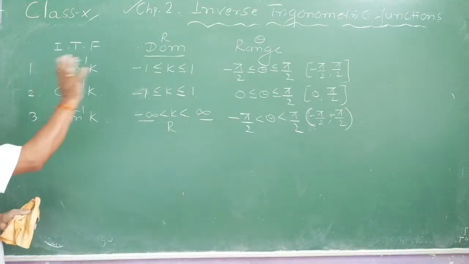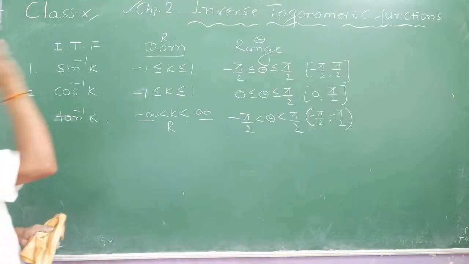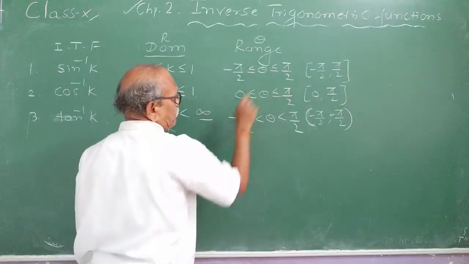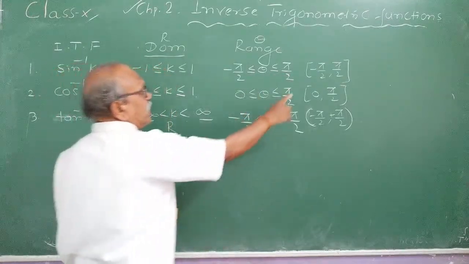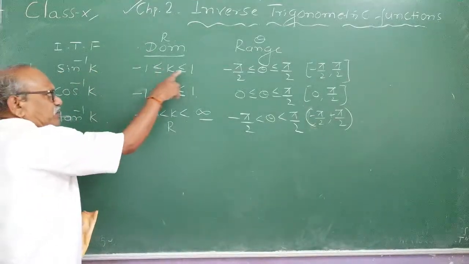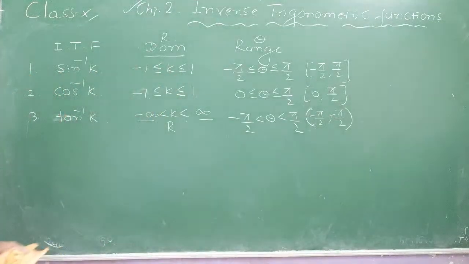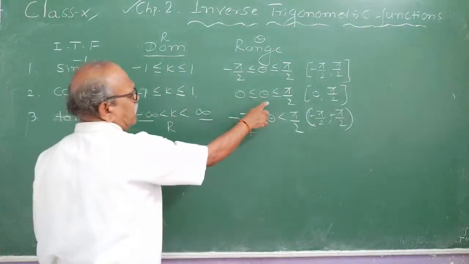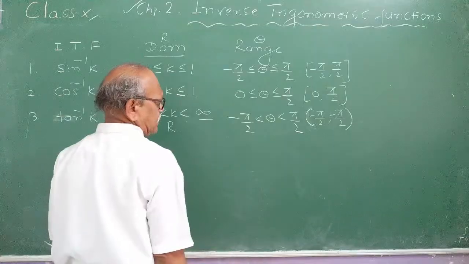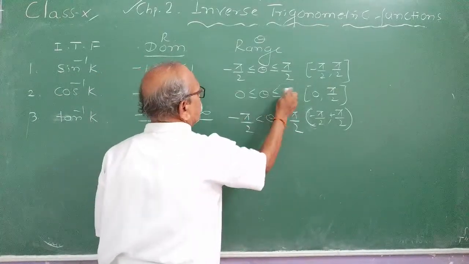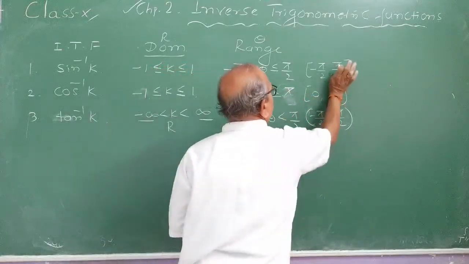What is the domain and range of the sine inverse function? The range is -π/2 to +π/2. The interval is closed, and the value should lie between -1 and +1. The inverse cosine function exists if the range lies between 0 to π. Cos inverse lies between 0 to π.